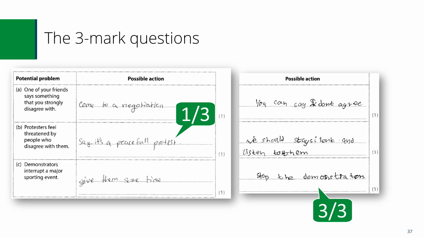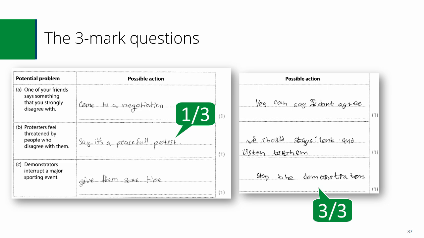The first part, one of your friends says something that you agree with, is the best answer. Come to a negotiation. That does gain credit. The other 2 answers don't quite get there. Protesters feel threatened, so they say it's peaceful. There's a logical disconnect here, perhaps. Why would saying it's peaceful deal with the threat? The threat is still there.